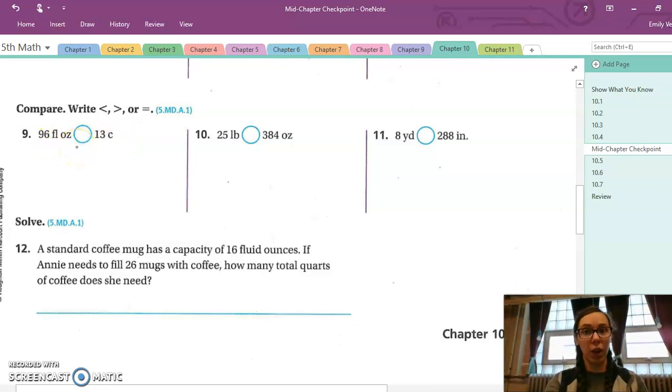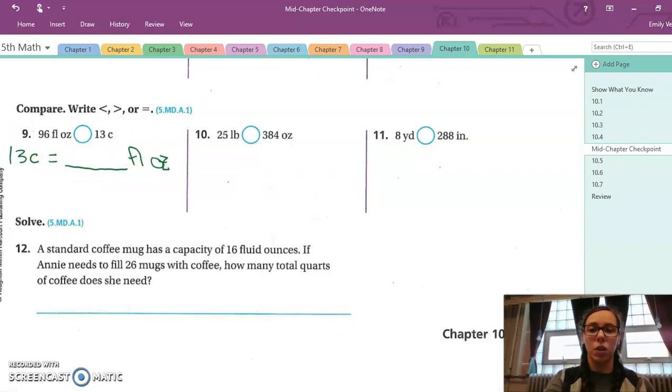Okay, and you can go either way you want. Like I said, I usually like to go big to small. So between fluid ounces and cups, think kingdom of gallon here, which one is the bigger unit? That would be cups. So I'm going to start with my 13 cups equals how many fluid ounces? Okay, if I'm going big to small, I know I'm going to have a lot more smalls, so I know I'll be multiplying by something.